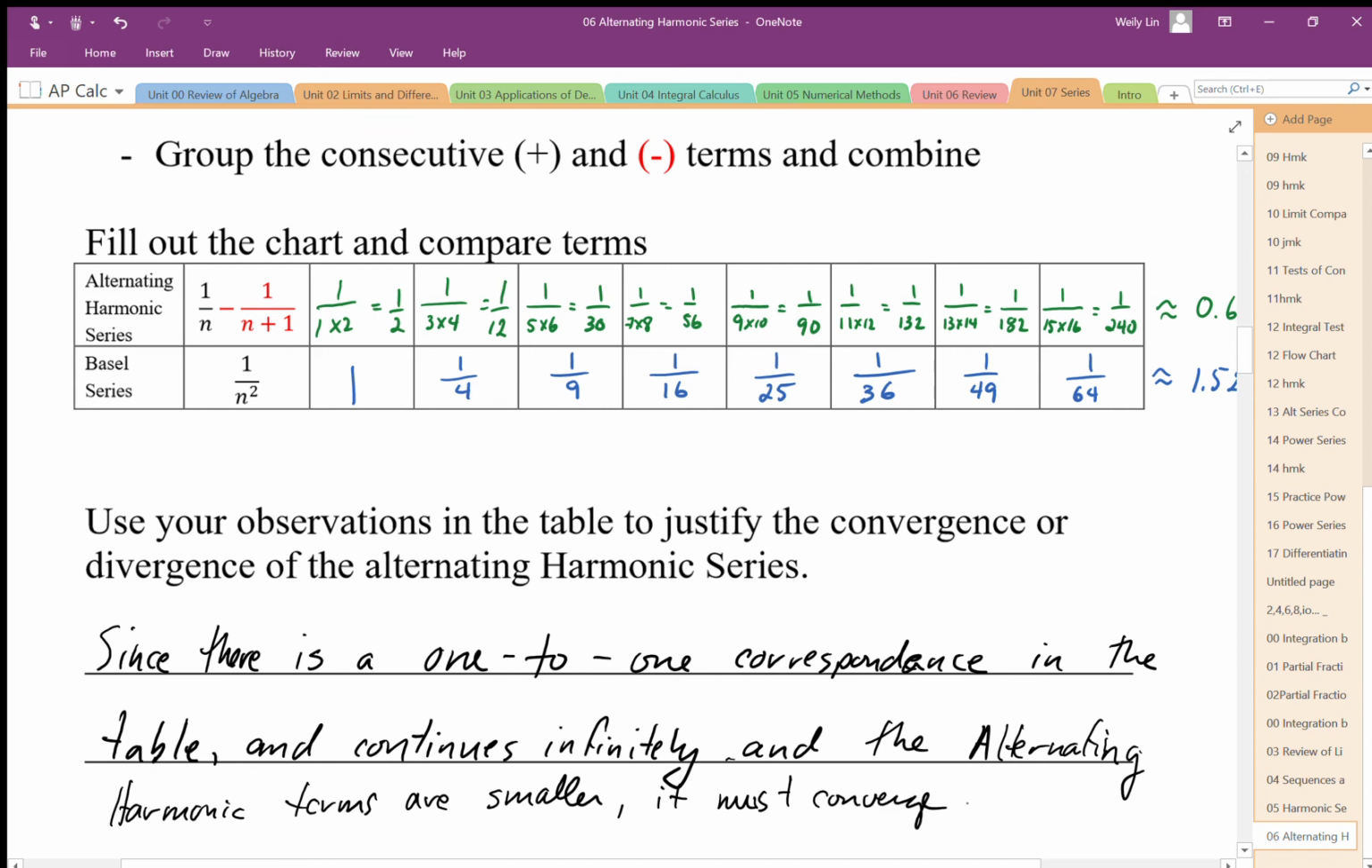Okay, so that's an important thing. This is a reasoning that we're going to start using. We're going to use these comparison arguments. We know this one converges. We know this one's smaller, so that green sum must also converge.